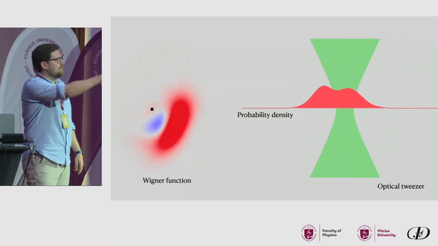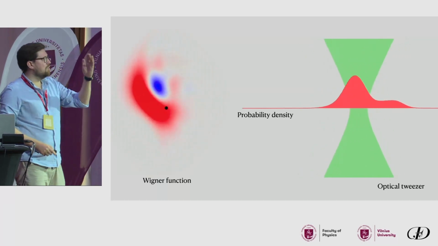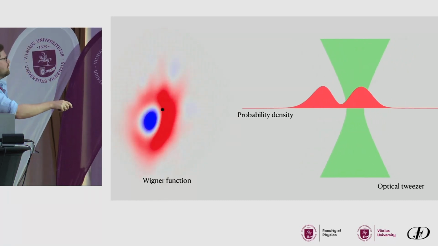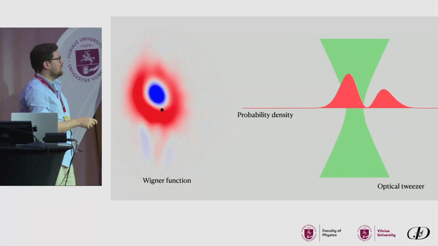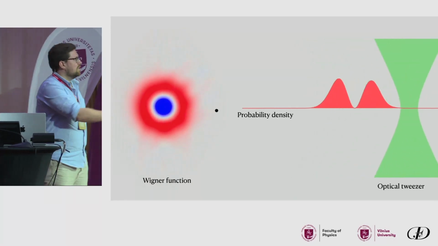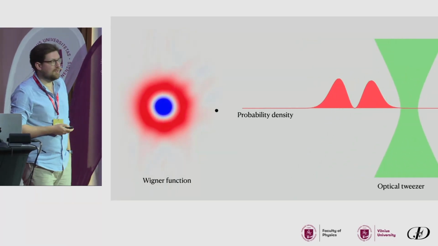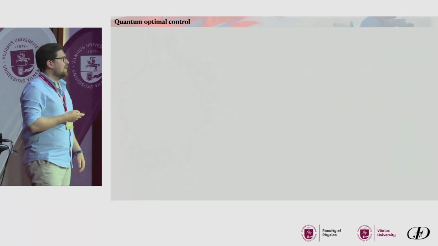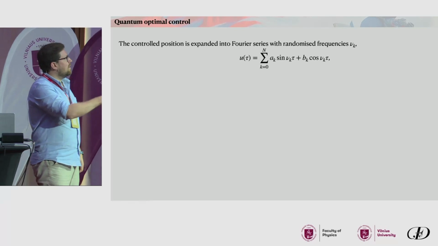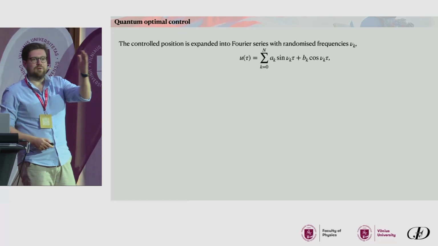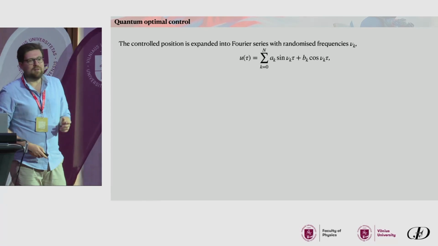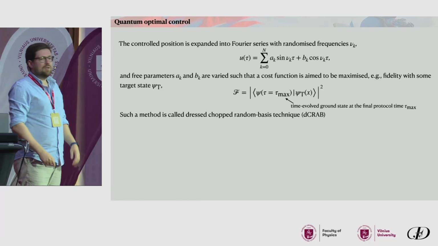So you can imagine, in this scenario, I just move the tweezer around in some specific motion, and I am able to transfer the ground state to the Fock state. But the question is, what kind of motion, what kind of movement of this tweezer do you need to have? The answer is in the so-called quantum optimal control. So we expand this displacement of the tweezer in some Fourier basis with some weights, and these weights are varied, optimized with respect to some cost function.